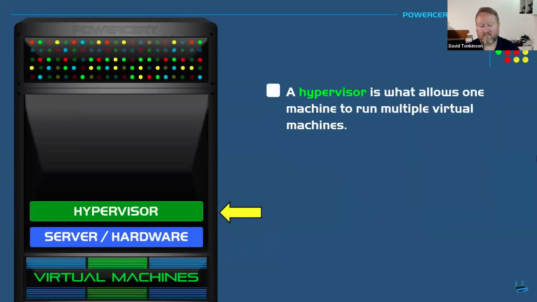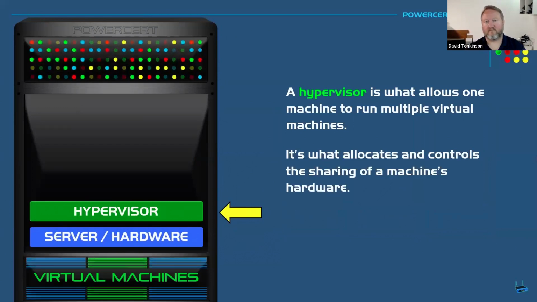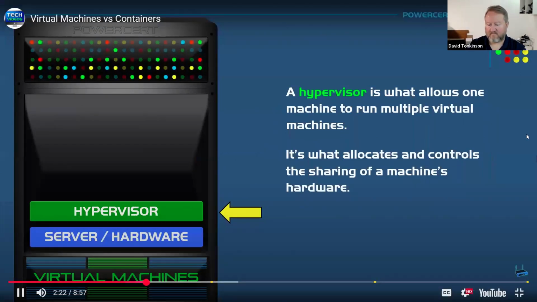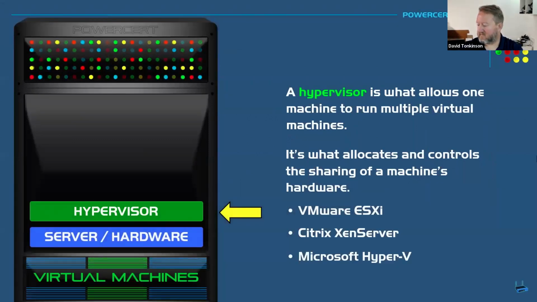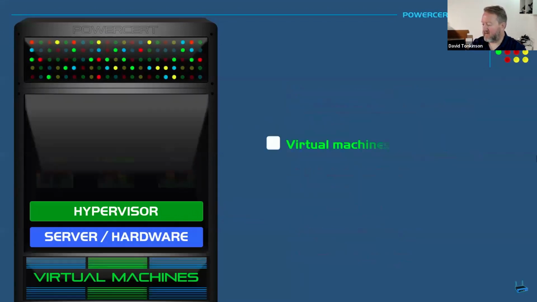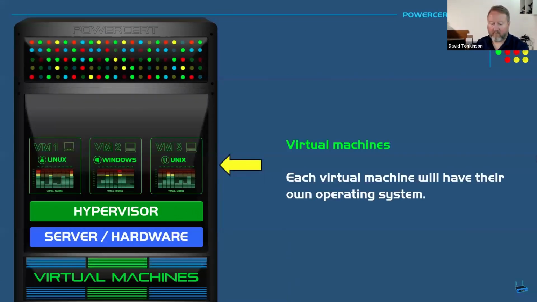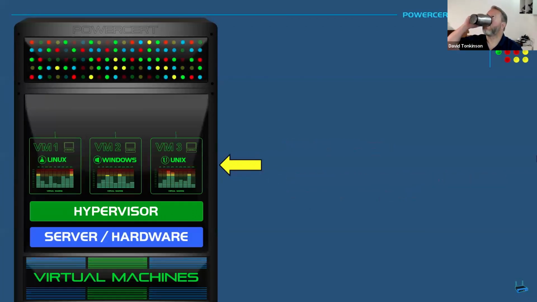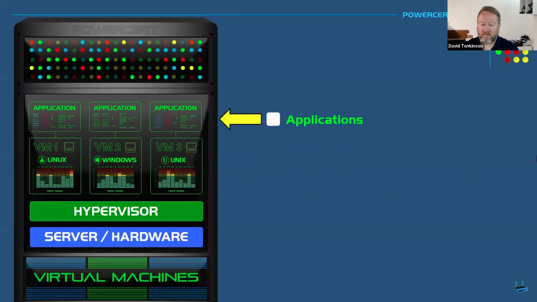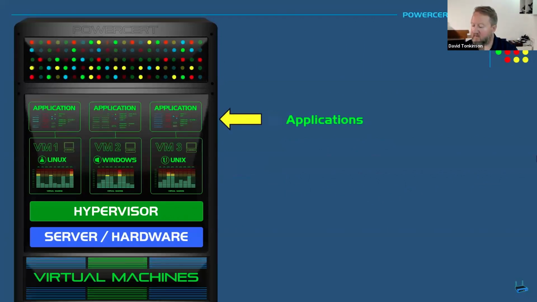A hypervisor is what allows one machine to run multiple virtual machines. It's what allocates and controls the sharing of a machine's hardware. Some common hypervisors are VMware ESXi, Citrix XenServer, and Microsoft Hyper-V. And on top of the hypervisor are the virtual machines. Each of these will have their own operating system, such as Windows, Linux, and Unix. And then on top of the operating systems, there are the applications that these machines are going to be running.